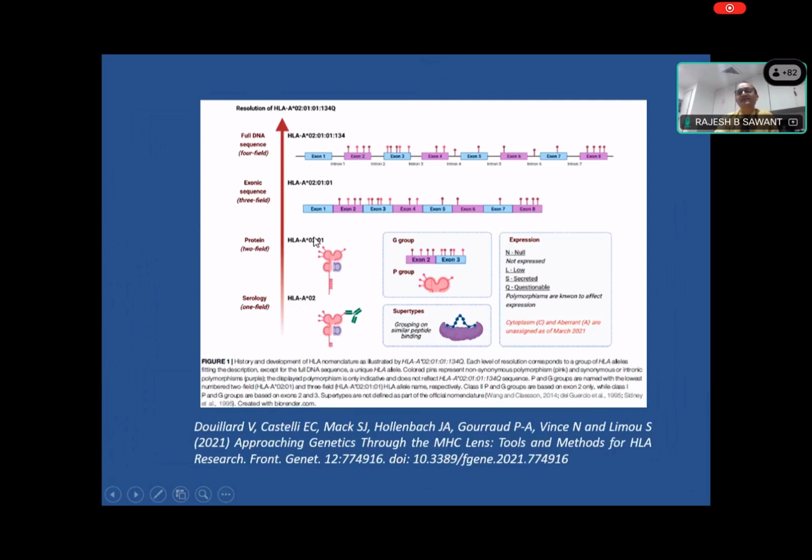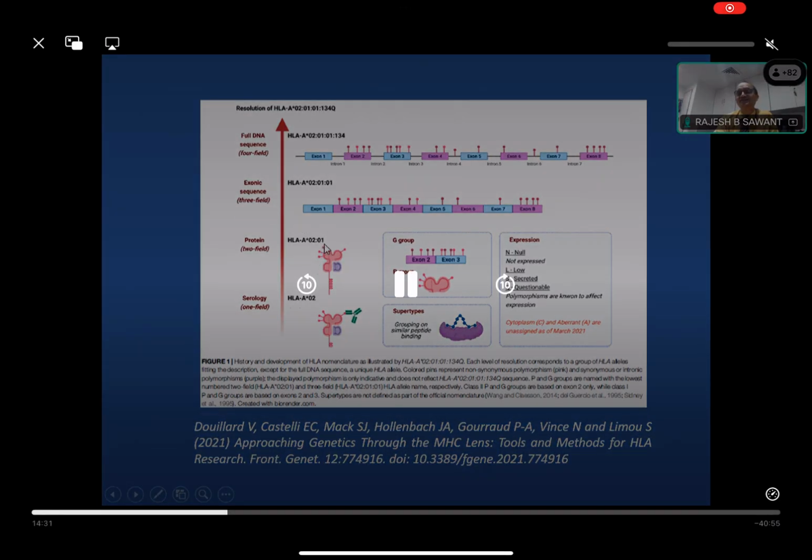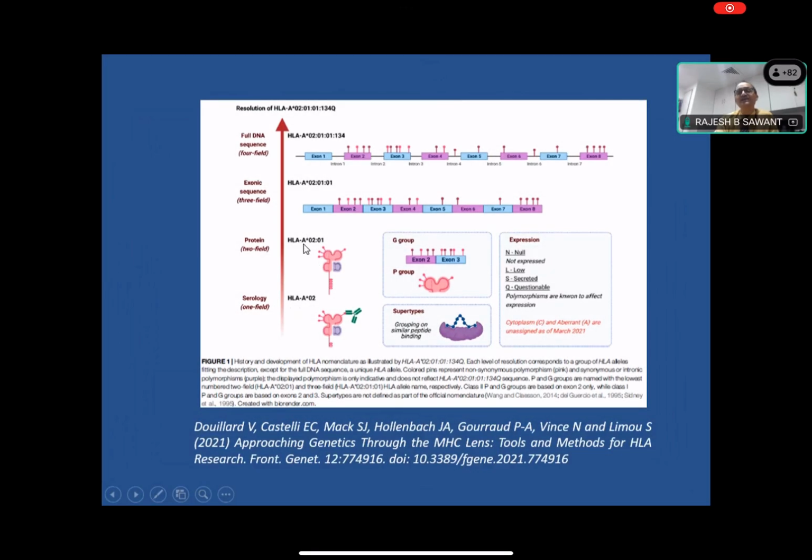If you are able to go beyond the first field to the second field, then that would be the next level or the intermediate level of resolution for HLA typing. So here you have HLA-A, 02, 01, right? In the next level, you will go up to the exonic sequence level, which is the third field of typing. So this will be the high resolution typing, where you are reporting it as HLA-A, 02, 01, 01.